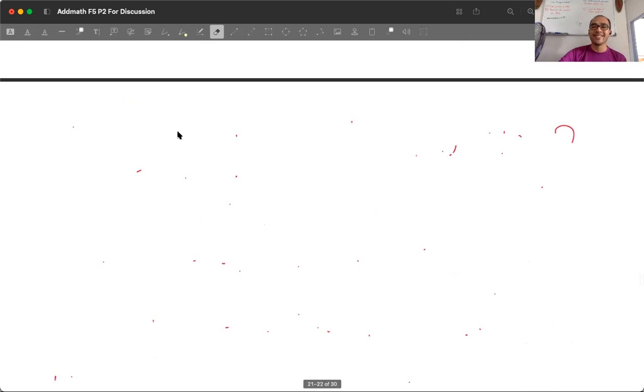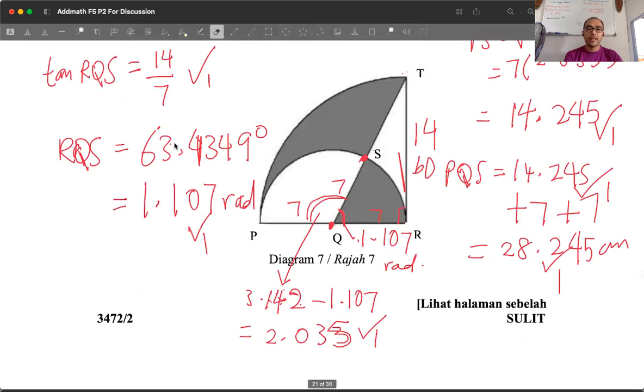Comment. Gitu. Okay, so we want to find the area of this shaded region. The area of the shaded region.